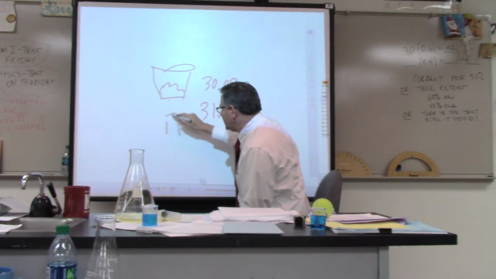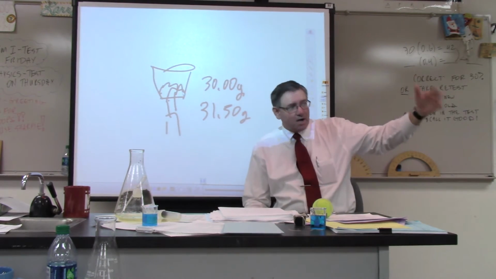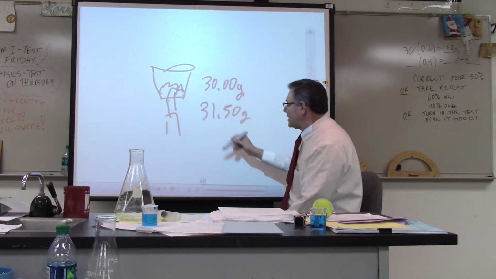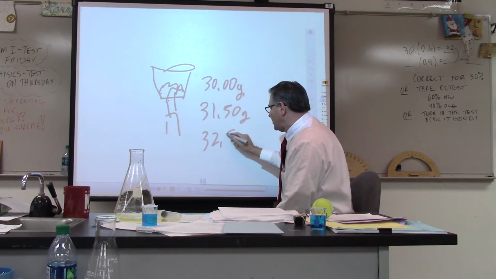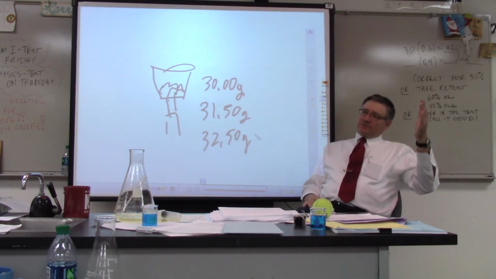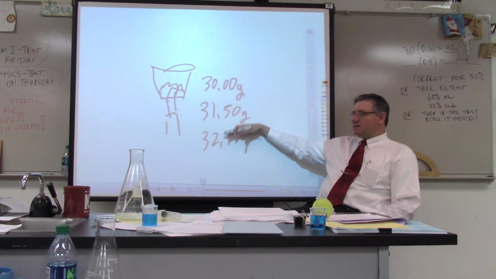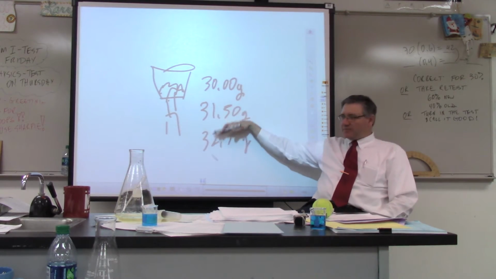Then we're going to heat it up, and it's going to react with chlorine or oxygen. I will tell you what the gas is that it's going to react with. Then we weigh it again, and the mass becomes 32.50 grams. So what mass of gas did I add? Any additional mass comes from the addition of the gas from the flask.